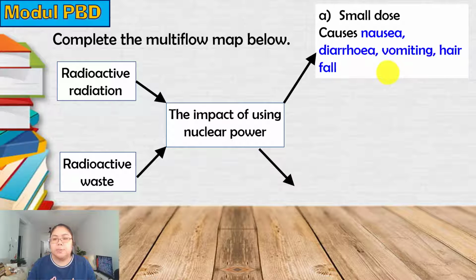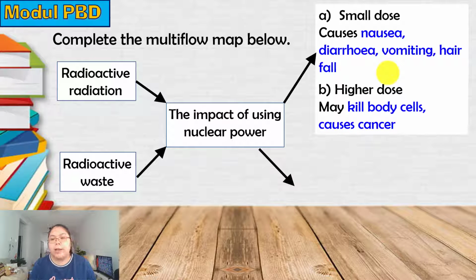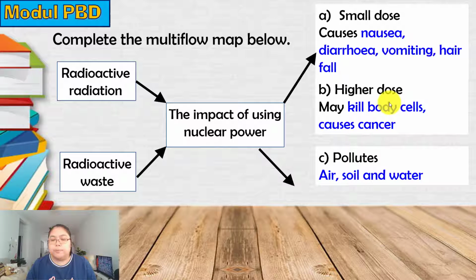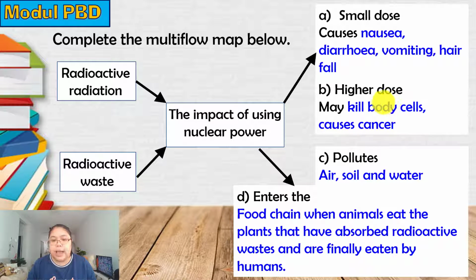Okay, another one: if you have a big dose, a higher dose, it may kill the body cells. For example, it causes cancer. C, pollution. There is soil and also water pollution. D is entering the food chain. Radioactive waste and also radiation will enter the food chain when the animal eats the plant. Then after that, they absorb the radioactive waste. Finally, they are eaten by the human. So this is another disadvantage of using a nuclear power station.